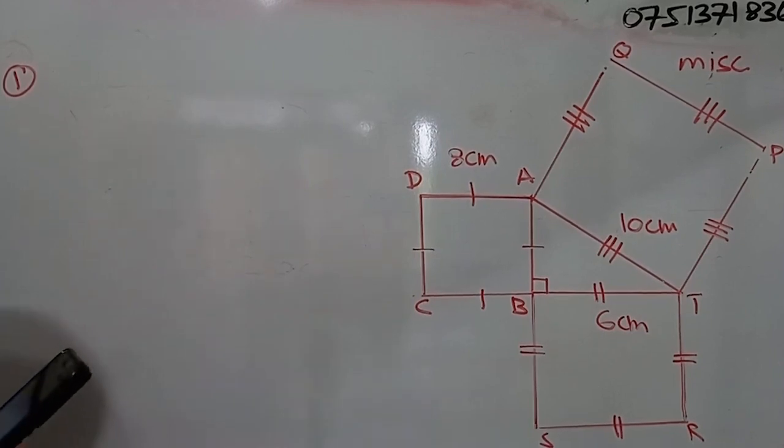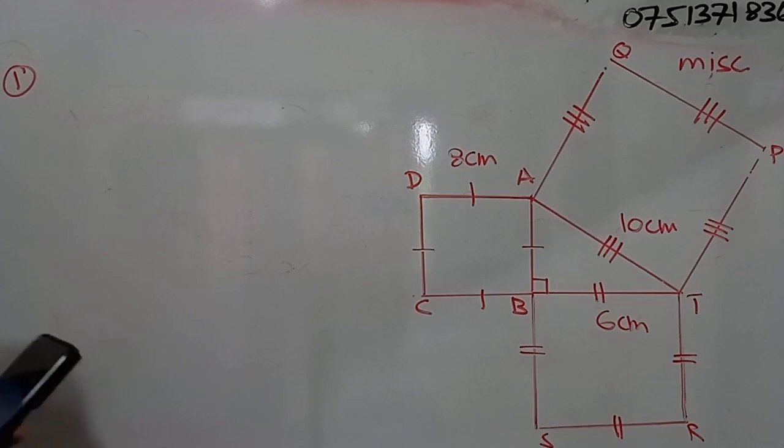Right, miscellaneous questions. Under that, question number 1. In the given figure, ABCD is a square of side length 8 centimeters. BTRS is a square of side length 6 centimeters, and ATPQ is a square of side length 10 centimeters. Find the area of square ABCD.